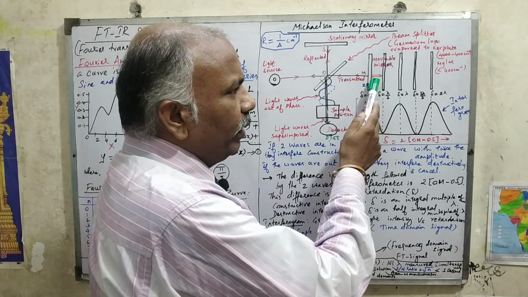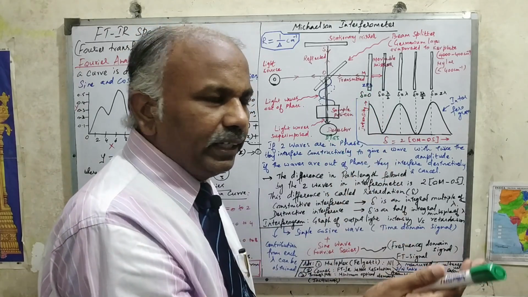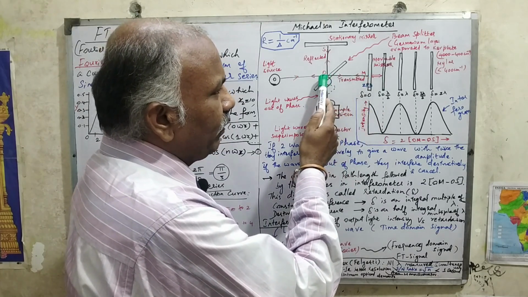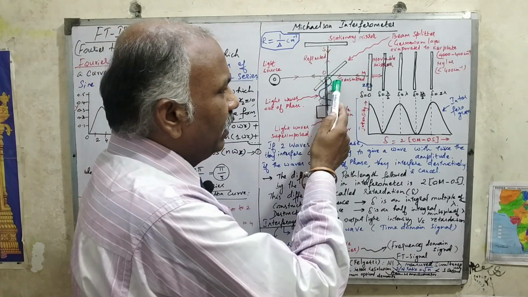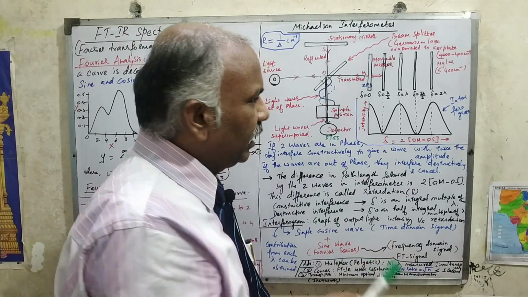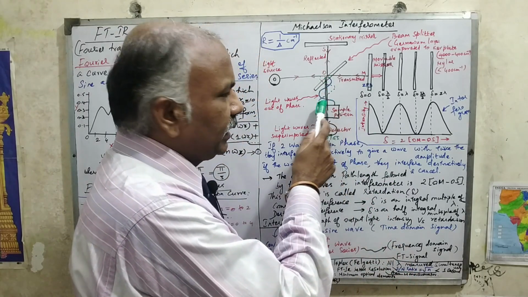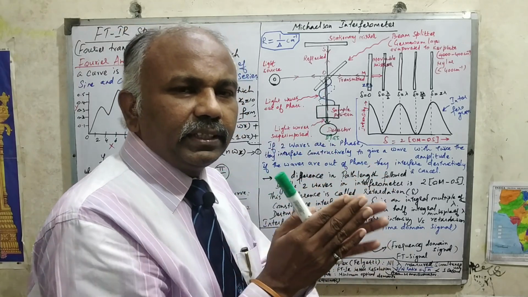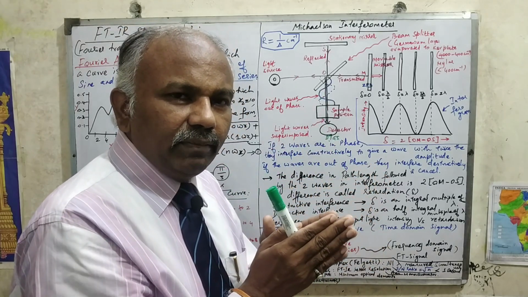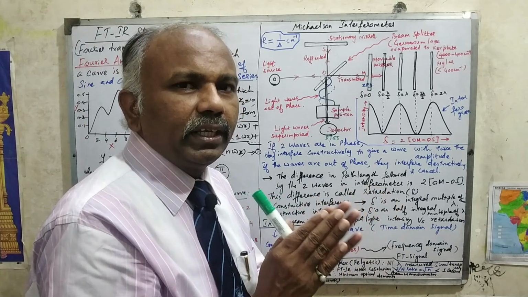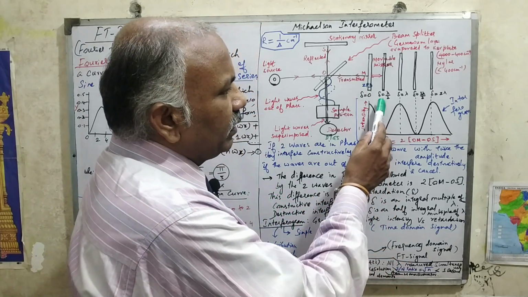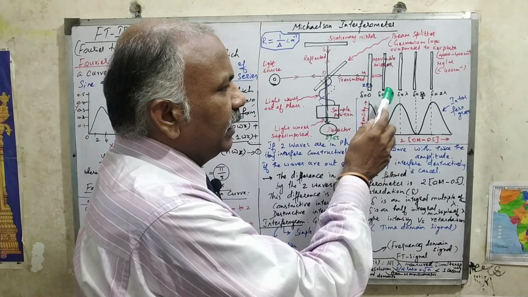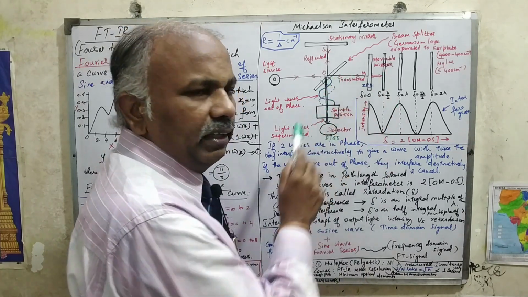When you move the mirror by a half integer, what will happen: the radiations coming from the movable mirror and the stationary mirror will not coincide with each other, they will be out of phase with each other. The light waves are out of phase and they will undergo destructive interference and cancel out each other, right? So at a half wavelength, delta is equal to half lambda. In that case, you will be getting destructive interference.